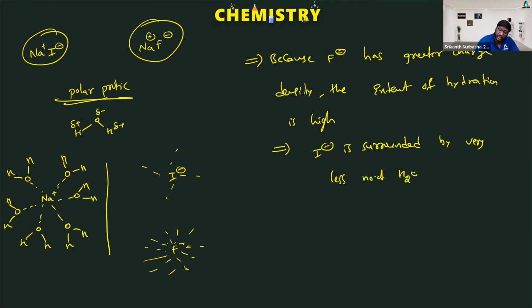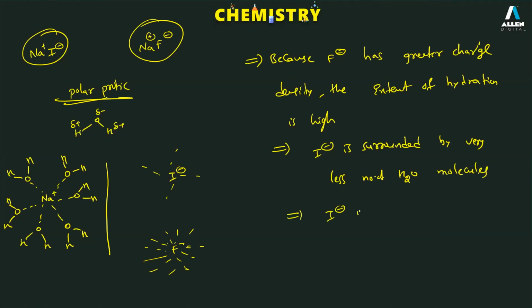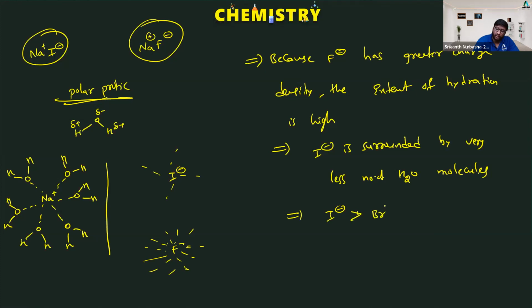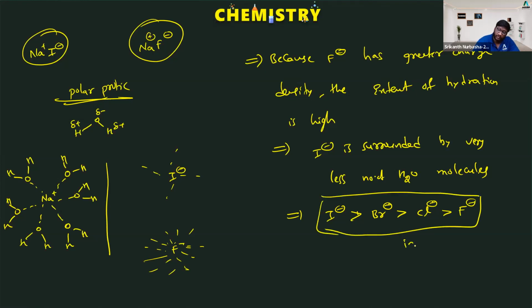Hence which is a better nucleophile? I minus. I minus is a better nucleophile, then Br minus, then Cl minus, then F minus in polar protic solvents. That is one point you can understand. If you take a polar aprotic solvent, exactly the order is going to be reversed.